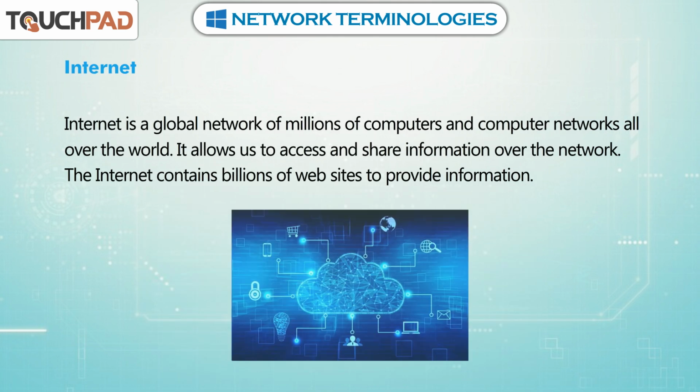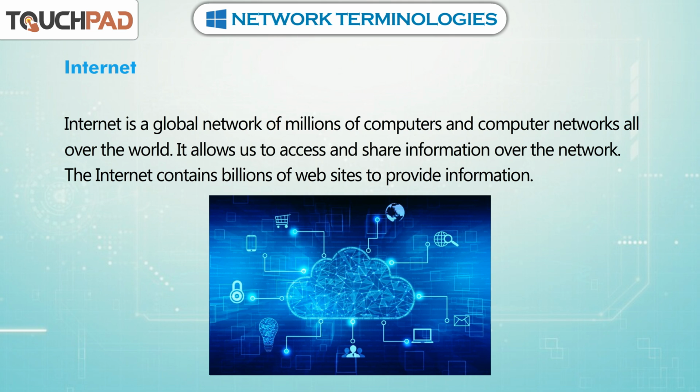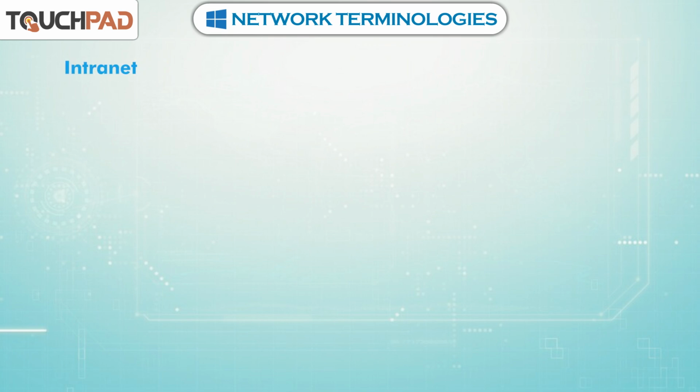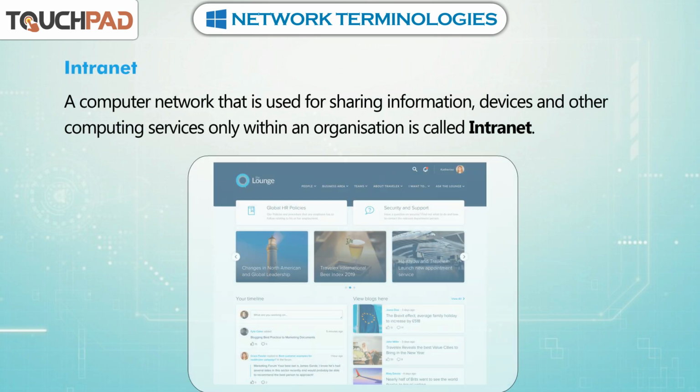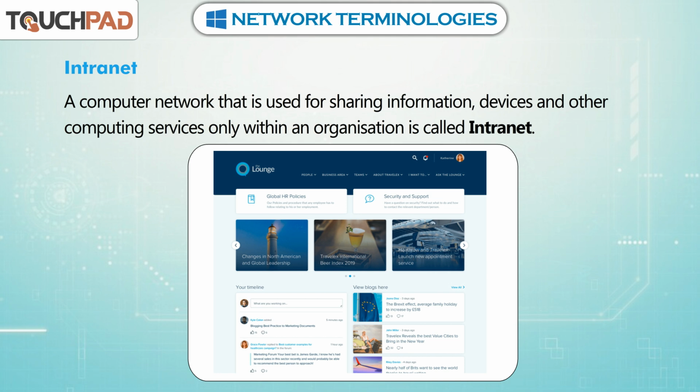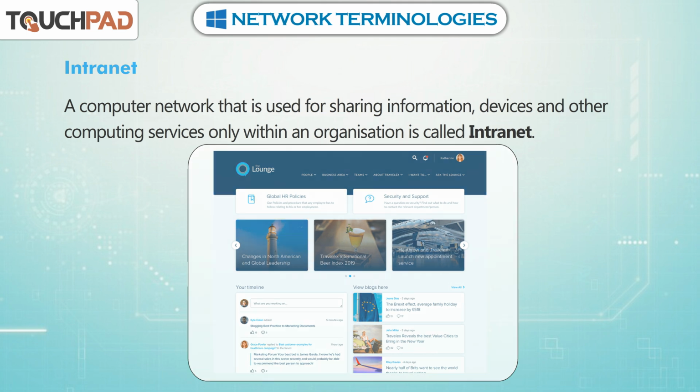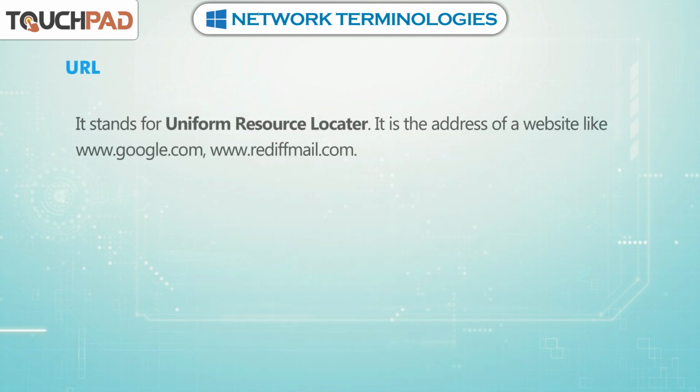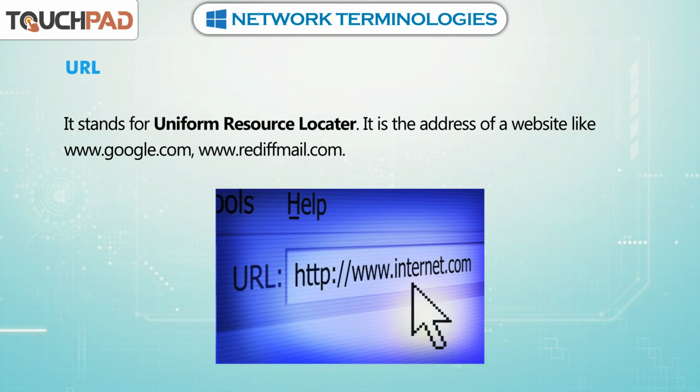Internet. Internet is a global network of millions of computers and computer networks all over the world. It allows us to access and share information over the network. The internet contains billions of websites to provide information. Intranet. A computer network that is used for sharing information, devices, and other computing services only within an organization is called intranet. URL. It stands for Uniform Resource Locator.